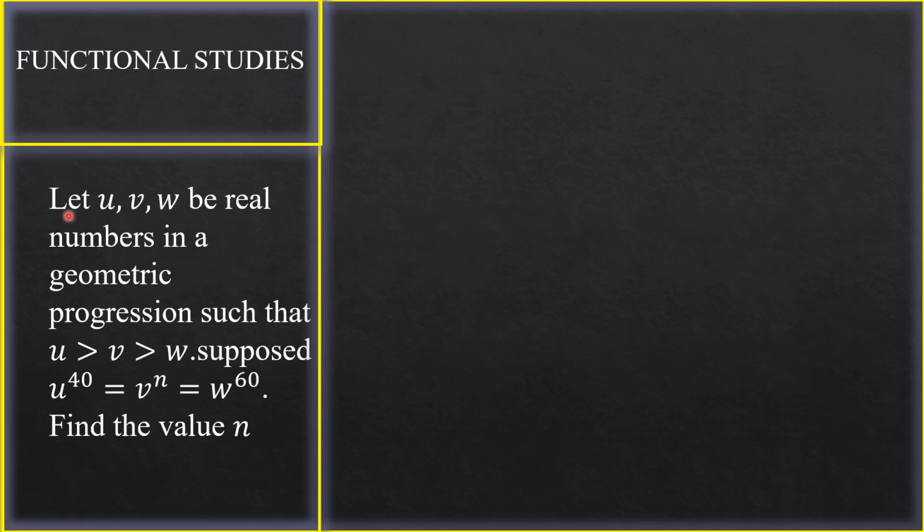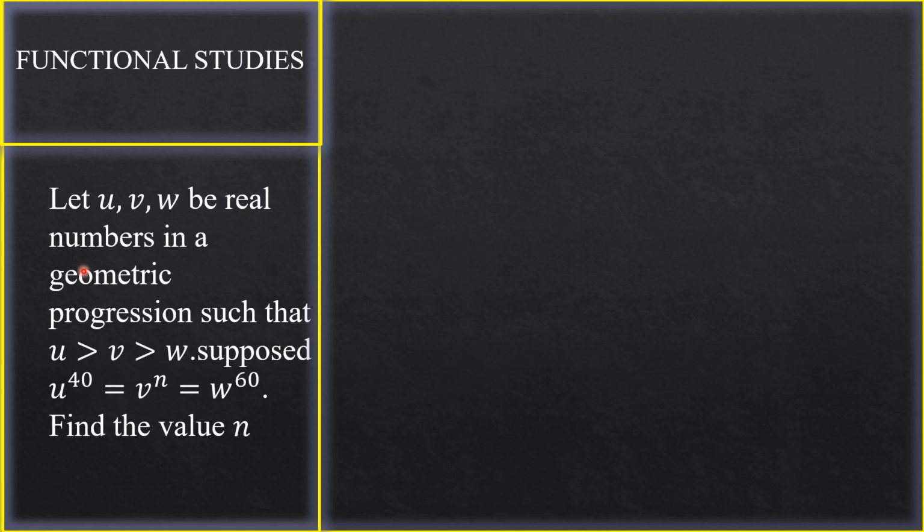So the question reads that let U, V, W be real numbers in a geometric progression, that's a GP, such that U is greater than V, which is in turn greater than W. Suppose that U raised to the power 40 is equal to V to the power N, which is also equal to W raised to the power 60. Suppose that these three terms are equal. What is the value of N? That is what the question is asking.